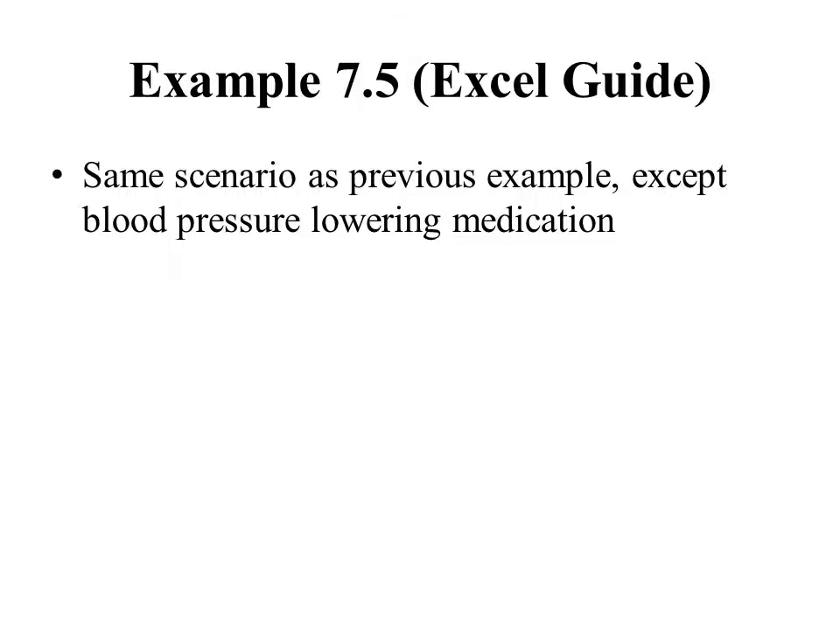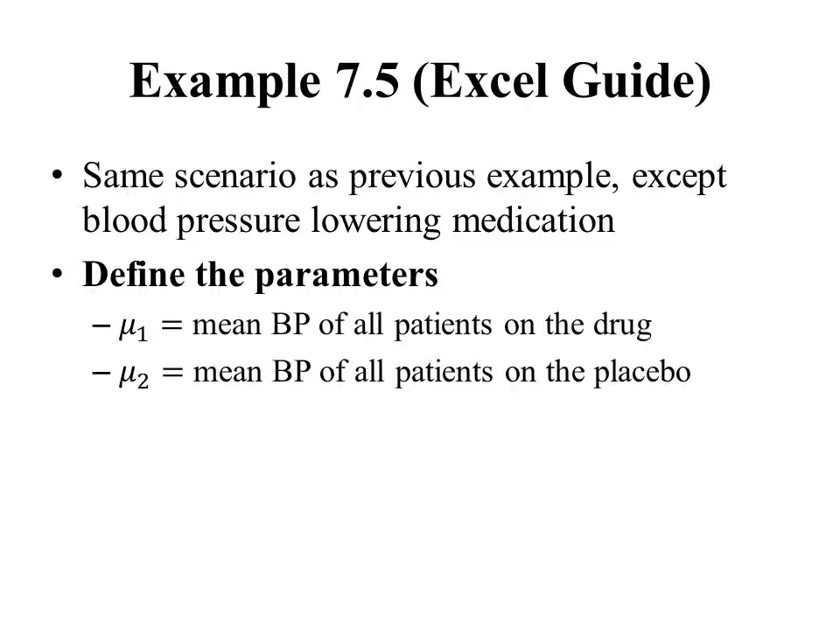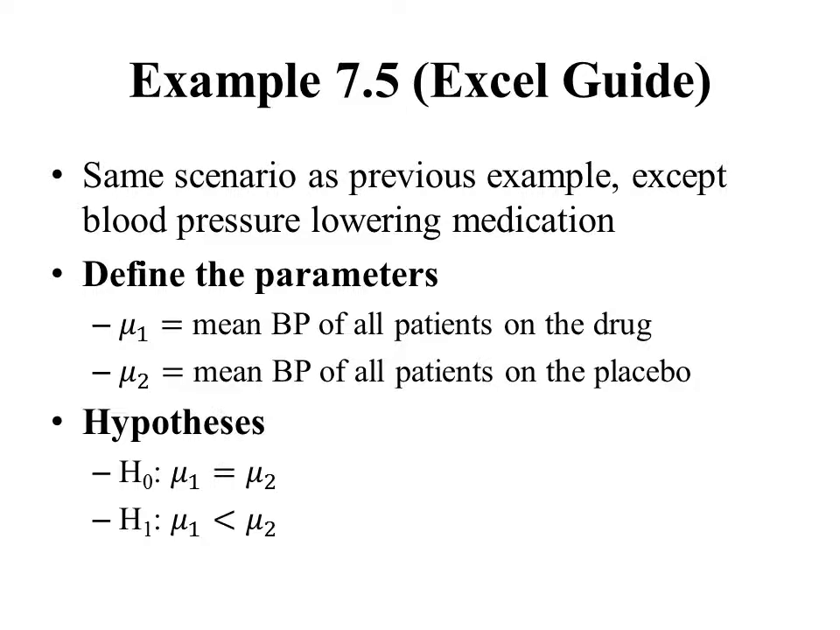Now our last example, we're going to look at example 7.5 from the Excel guide. This is the same basic scenario as in the previous example, except that we're dealing with a blood pressure lowering medication as opposed to a cholesterol medication. And so we have similar parameters. Mu1 is the mean blood pressure of all patients on the drug. Mu2 is the mean of all patients on the placebo. Our hypotheses are going to be the same as the previous example. Mu1 equals mu2. Mu1 is less than mu2.